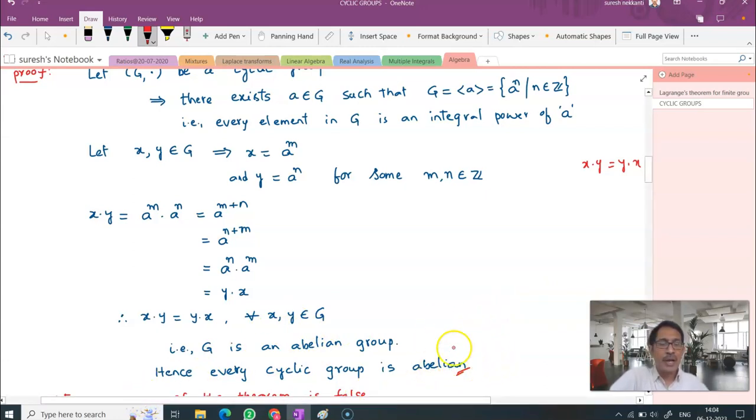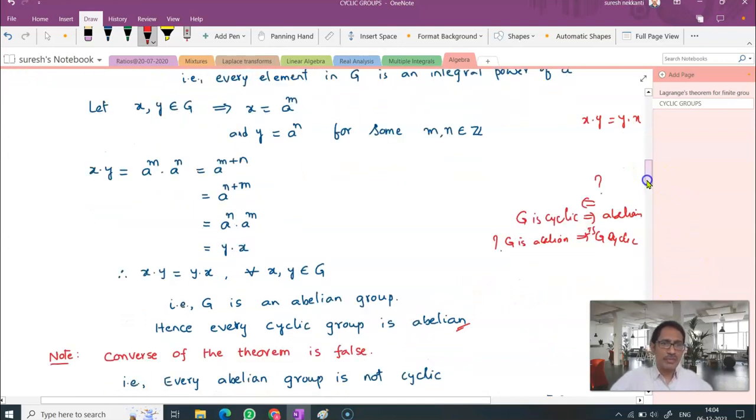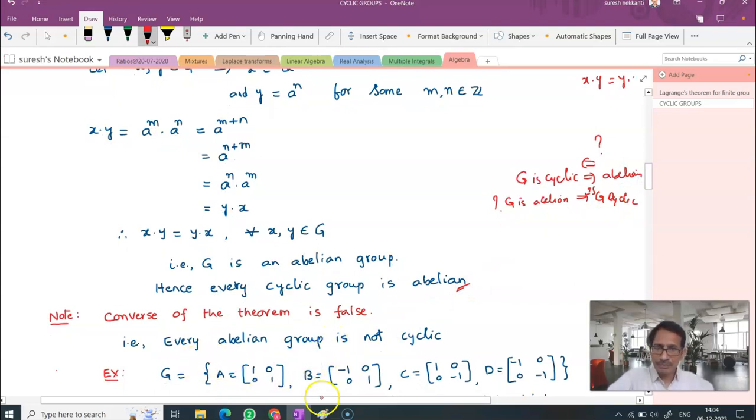Very simple. But immediately in mathematics we will have a question: what about its converse? What do you mean by converse? G is cyclic implies G is abelian; that is what we have proved. But do you guarantee the reverse condition? That means, if G is abelian, then is G cyclic? That is the question. But that is not true always, because we have already seen this example here.